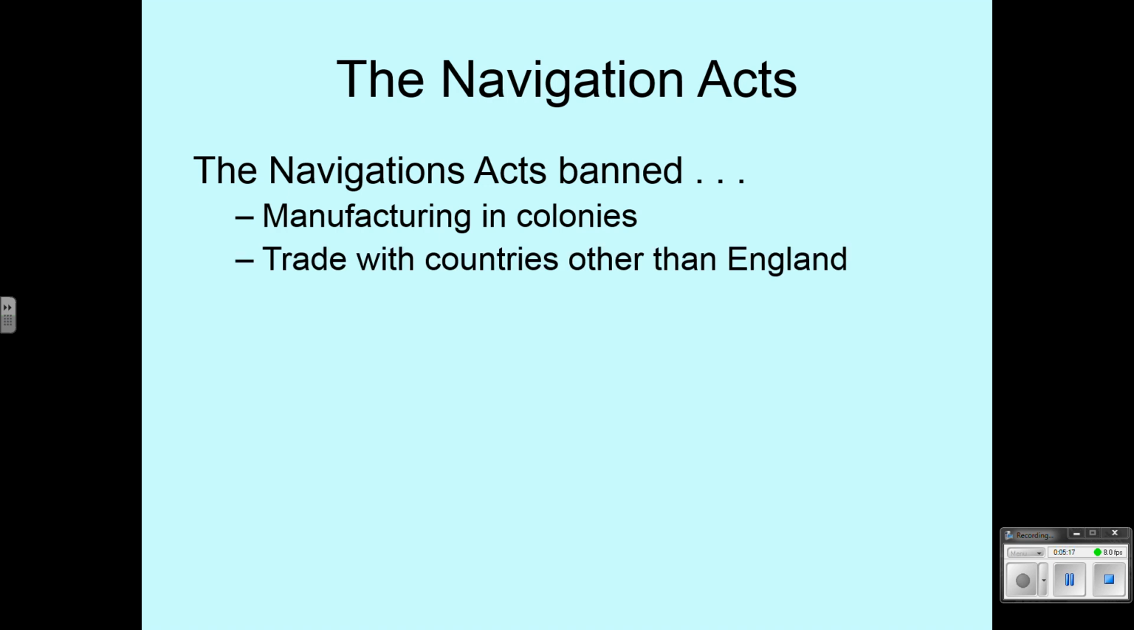They banned trading with countries other than England. They wanted to monopolize the trade. And they banned using non-English ships. You had to ship all your goods in English ships. Now, the nice part about this for the colonies was that ships made in the colonies were considered English ships, and this was a good thing for the growing shipbuilding industry in New England.